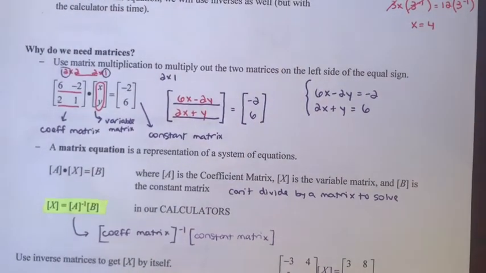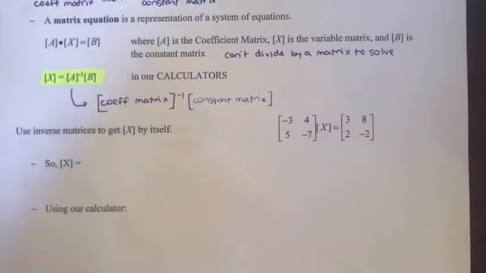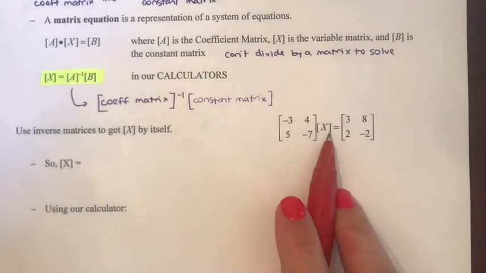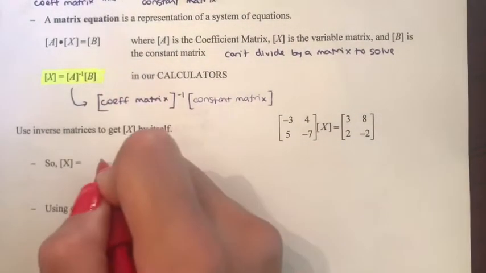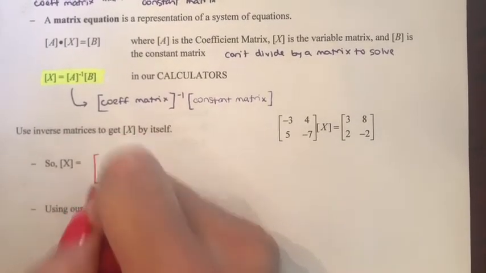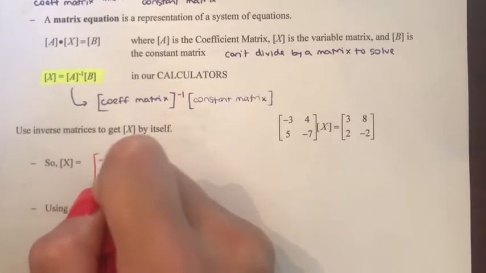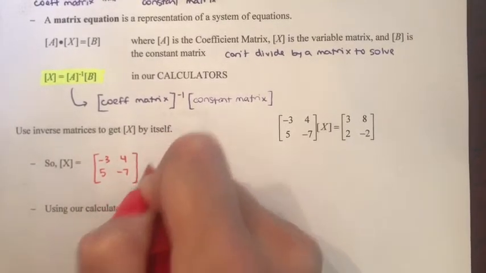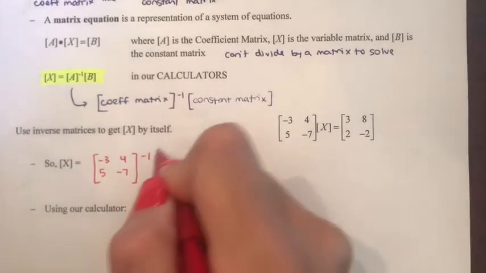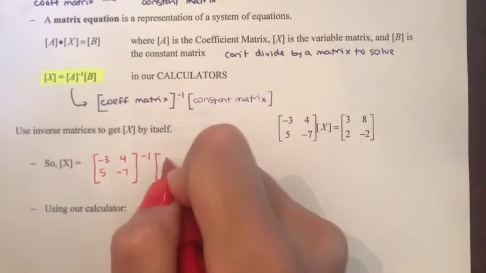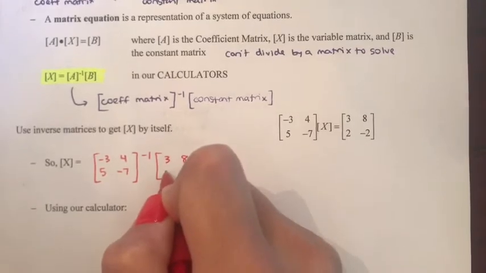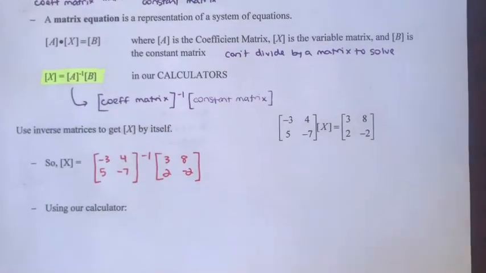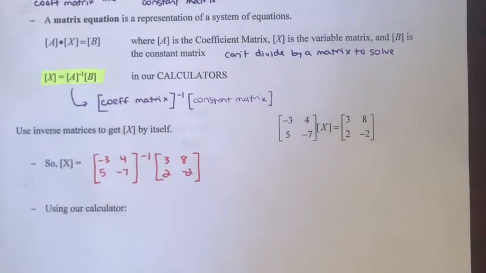Okay, so if we're looking at our example below and we're trying to get x by itself, we're going to say x is equal to the inverse of this matrix here to the -1 power, and then times our constant matrix. Now this is what we type into our calculator. Now, let's go ahead and get that.